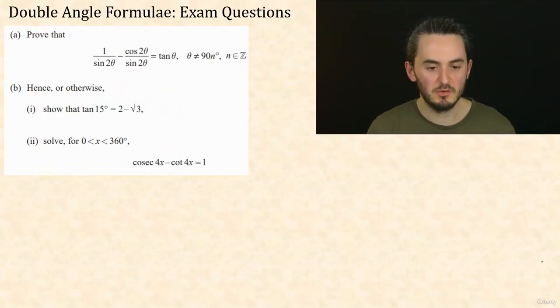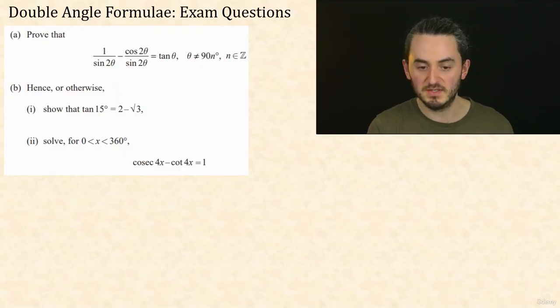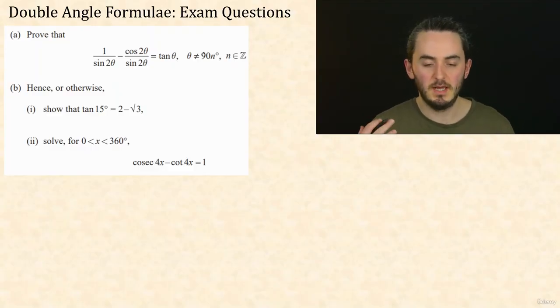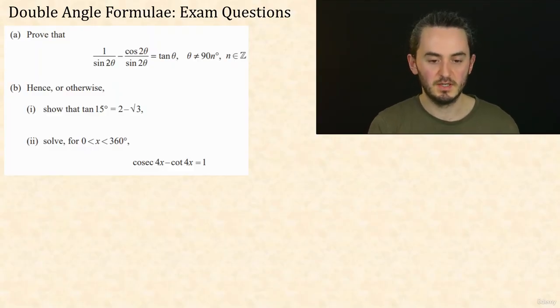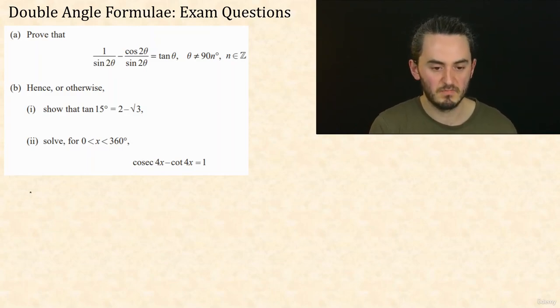Okay, so it says prove that 1 over sine 2 theta minus cos 2 theta over sine 2 theta equals tan theta. Now this stuff here you don't need to worry about. That just says theta is not 90n. It's not a multiple of 90. And what that ensures is that sine of 2 theta is never 0. It just means you don't need to worry about dividing by 0, basically.